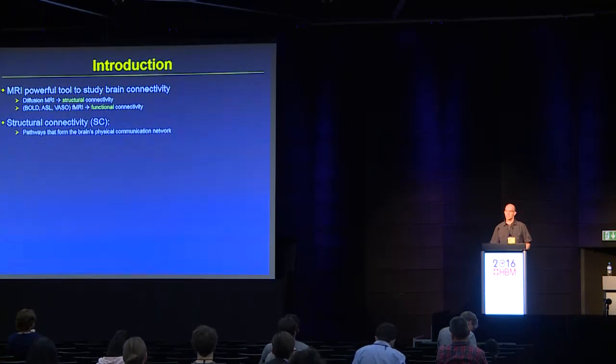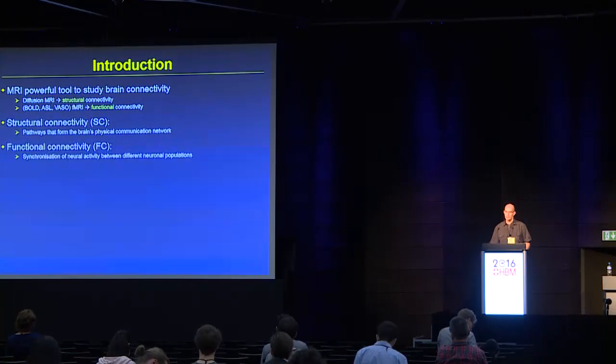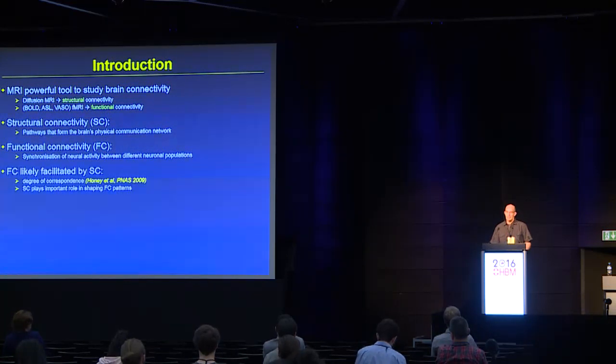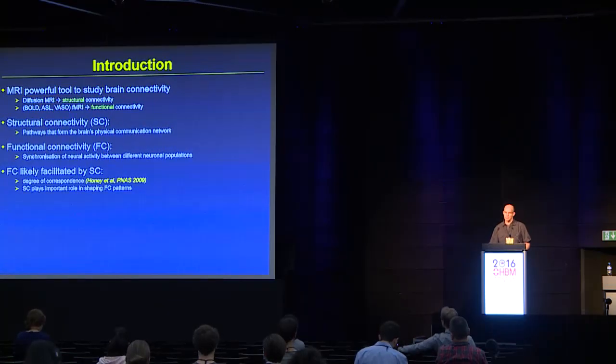And as we saw, structural connectivity provides, if you want, the cabling for these connections, for this communication. And with functional connectivity, what we look at is the coherence or synchronization of the signal that we measure with these fMRI methods between different populations of neurons. There have been several studies suggesting that functional connectivity is, in part, facilitated by structural connectivity. And this study by Chris Honey has been very influential, where they show that there is some degree of correspondence between the structural connectivity and the functional connectivity.